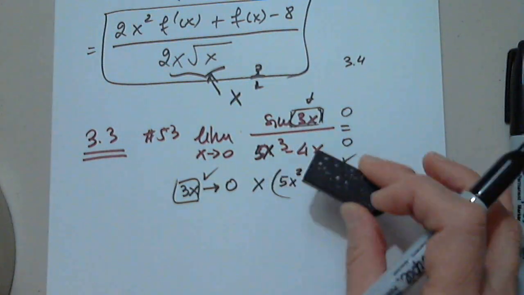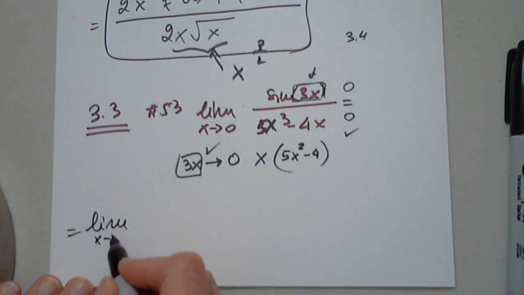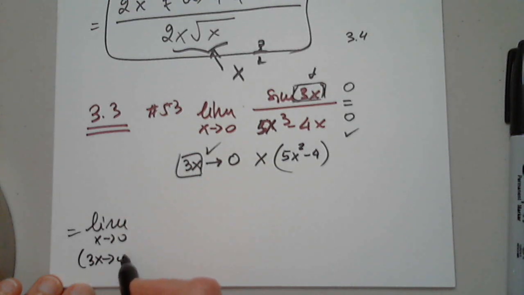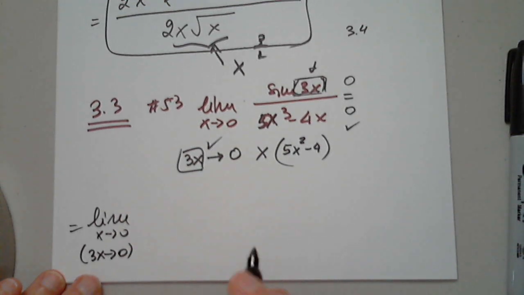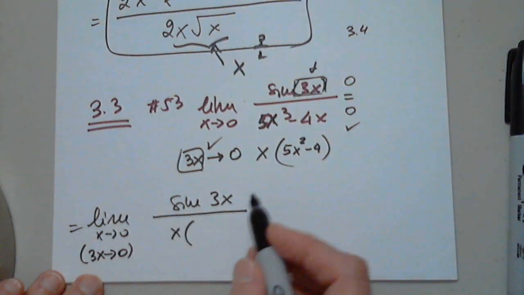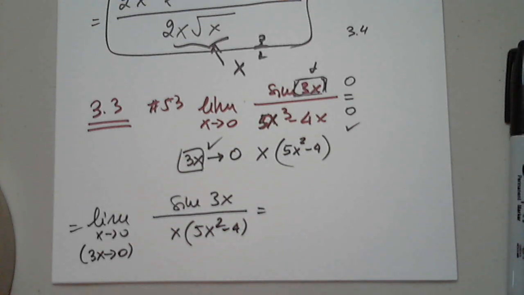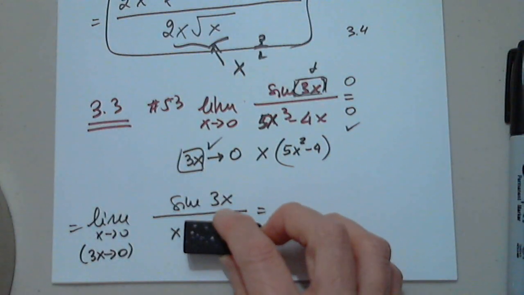I'm going to rewrite it because I don't want to overwrite it. So we have the limit as x approaches 0, and we know that this also means this. I can put that in parentheses. I have sine x at the top, I have x, and I have 5x squared minus 4. Good. Stay with me. Leave this alone.